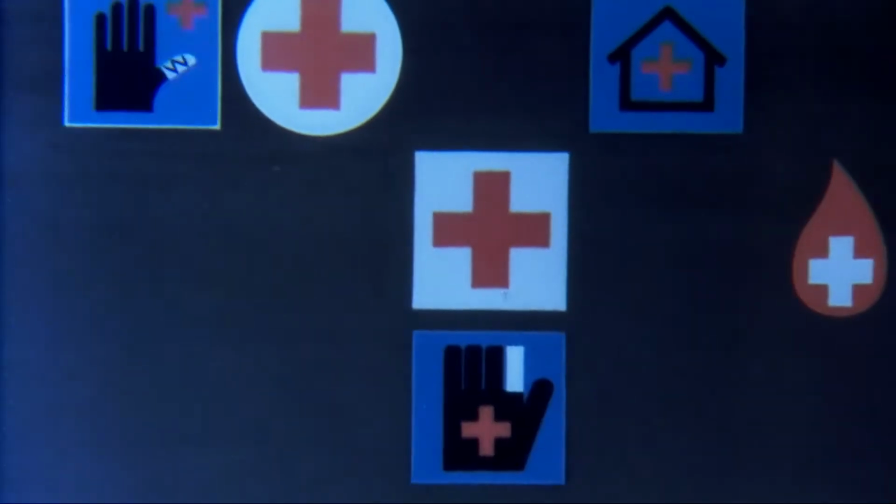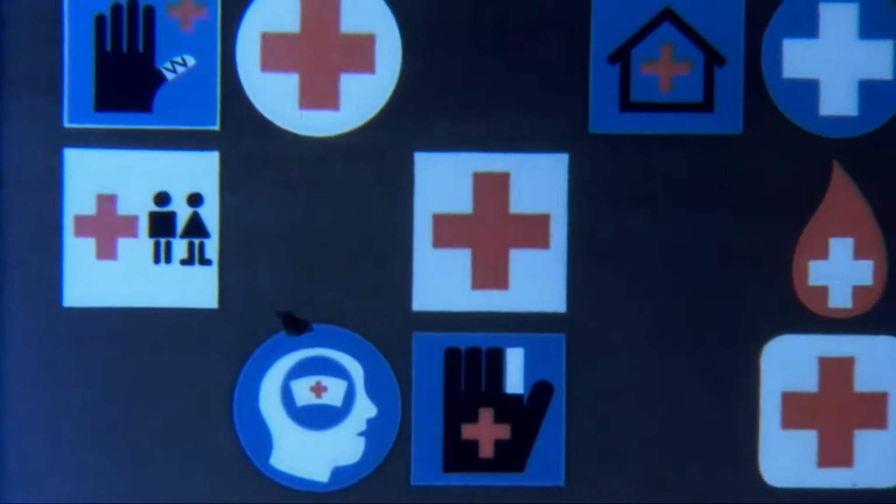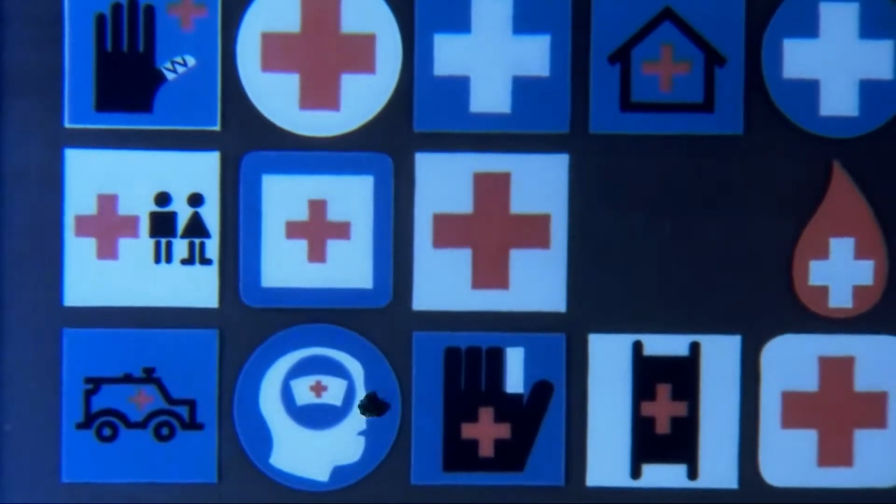Our everyday life is full of symbols, and the Red Cross is perhaps the most widely used of all. Let's look a bit closer at what's in a symbol.